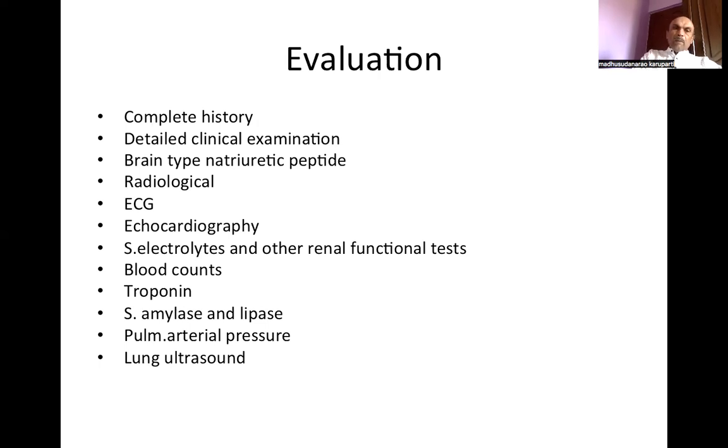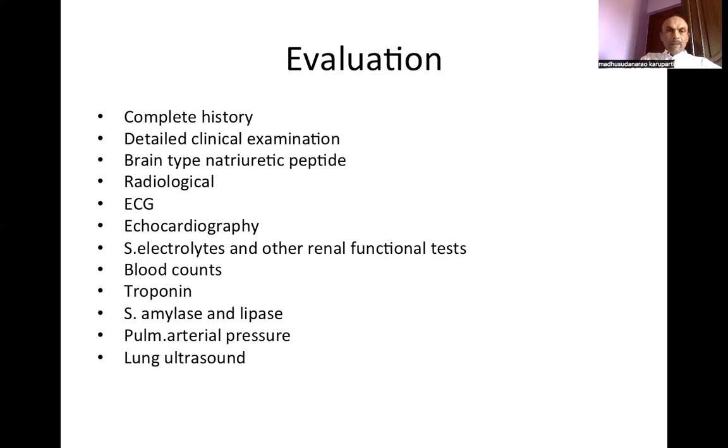Go with the blood levels of brain natriuretic peptide. This is elevated in cardiogenic pulmonary edema. And if you take the X-ray chest, in cardiogenic pulmonary edema the opacities are more centralized. You will find the Kerley B lines, pleural effusion, and peribronchial cuffing. Whereas in non-cardiogenic edema, there will be patchy opacities at the peripheries, consolidation, and air bronchograms.